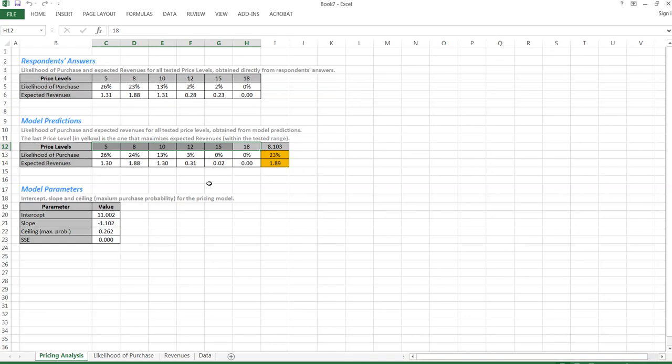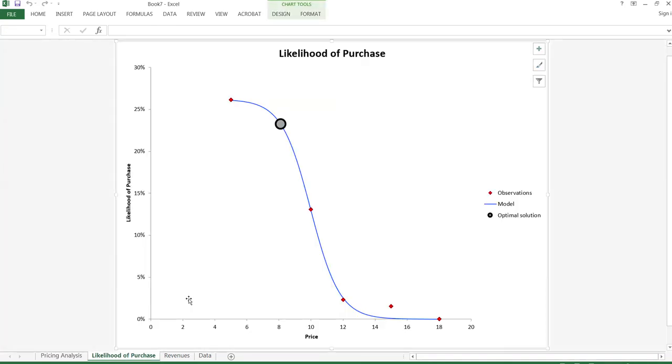More on that later. The last output zone is model parameters. The Gabor-Granger model has 3 parameters: intercept, slope, and ceiling, correspondingly gamma, beta, and alpha. The output also includes visualization aids, likelihood of purchase as a function of price. So we see it gives us a graph indicating the likelihood of purchase from the model as price increases.